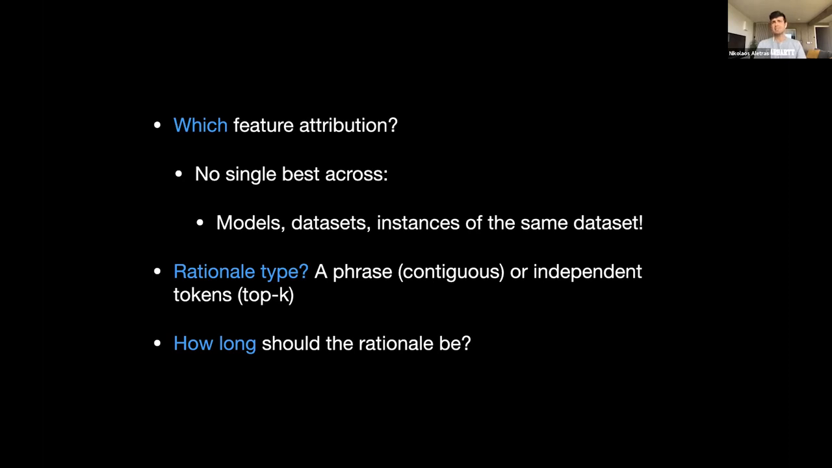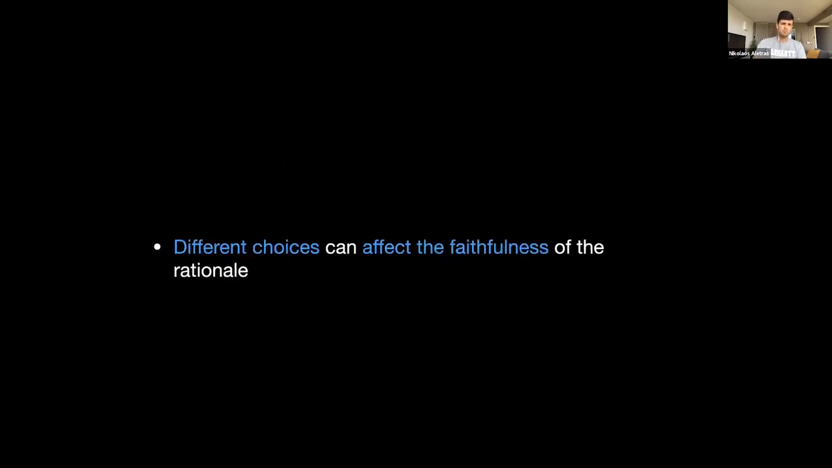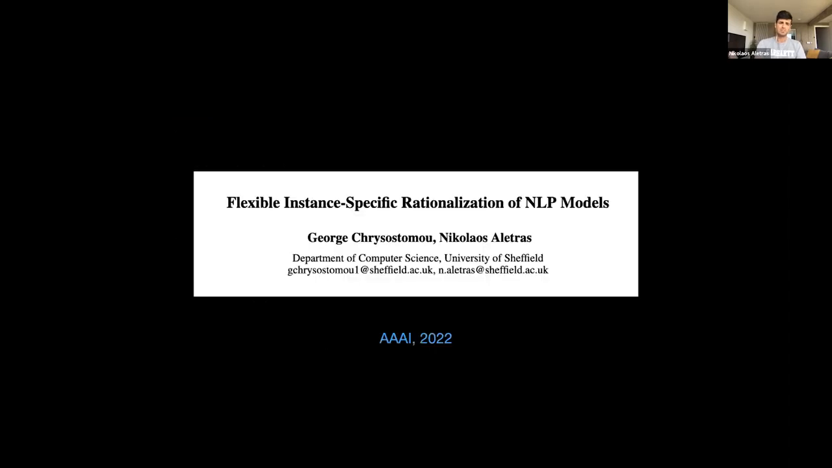Not so much for select and predict models, where you can learn the length, but for feature attributions, usually people say, okay, let's extract 10% or 20%, but what about if 5% is enough? We don't really know. So these are choices that need to be made, and it looks like a hyperparameter tuning setup where the number of combinations is very high. So driven by that, we have to make different choices that affect the faithfulness of the rationale.